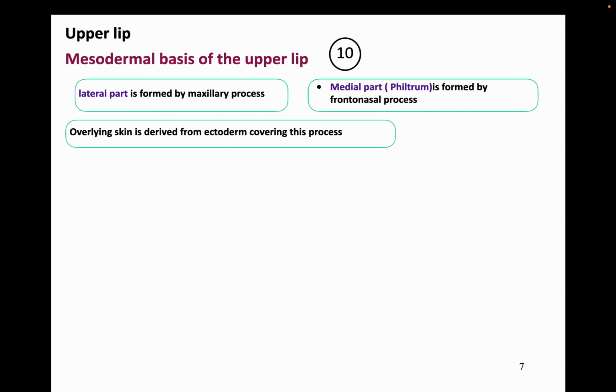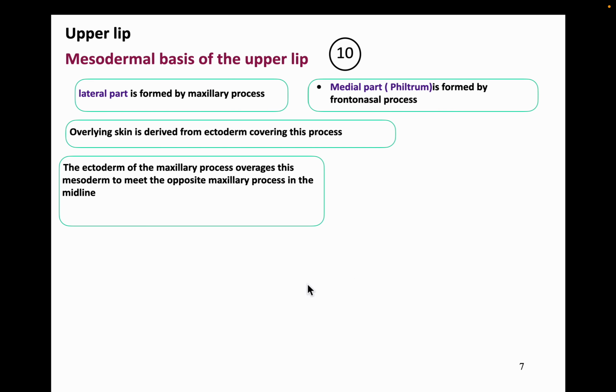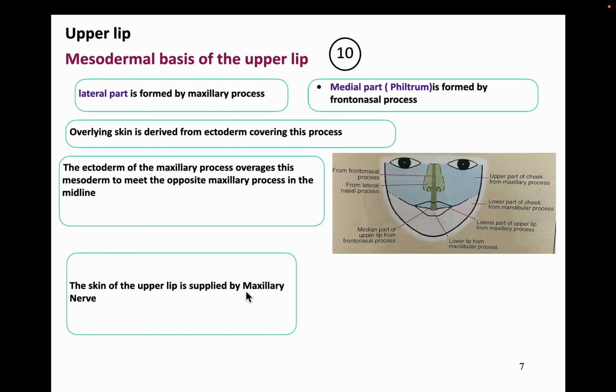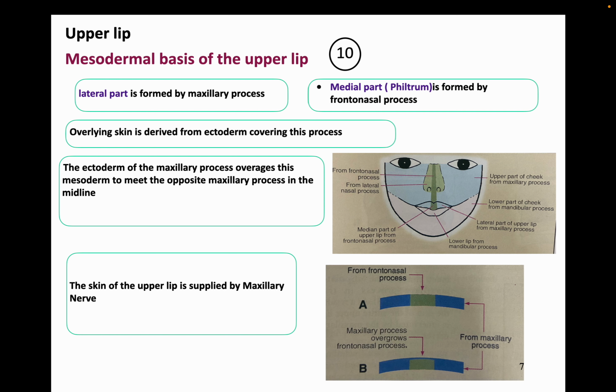Overlying skin is derived from ectoderm covering the processes. The ectoderm of the maxillary process overlaps this mesoderm to meet the opposite maxillary process in the midline. So this is the reason why the upper lip is supplied by the maxillary nerve. This is the developmental reason, because the overlying skin is just crossing or covering the frontonasal process to meet with the opposite maxillary process. So this is the diagram showing this. These diagrams are taken from your standard textbooks.